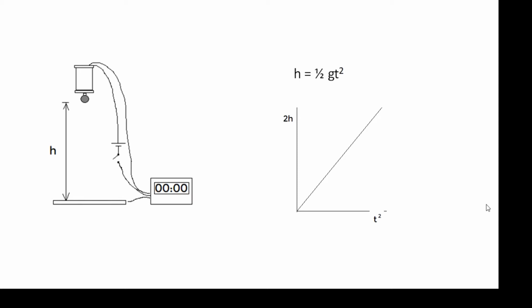Do it for a range of heights, and look at h equals a half g t squared, which comes from s equals ut plus a half at squared. If you plot a graph of 2h against t squared, then the gradient will be little g.